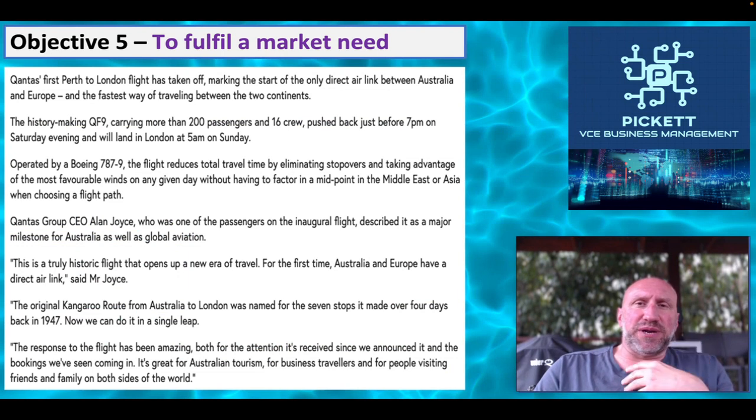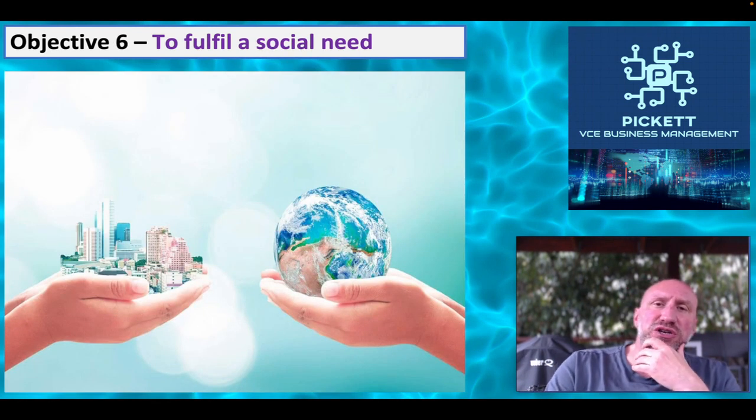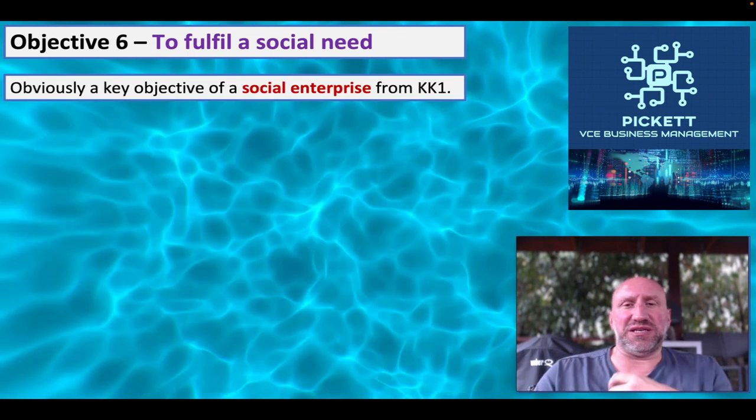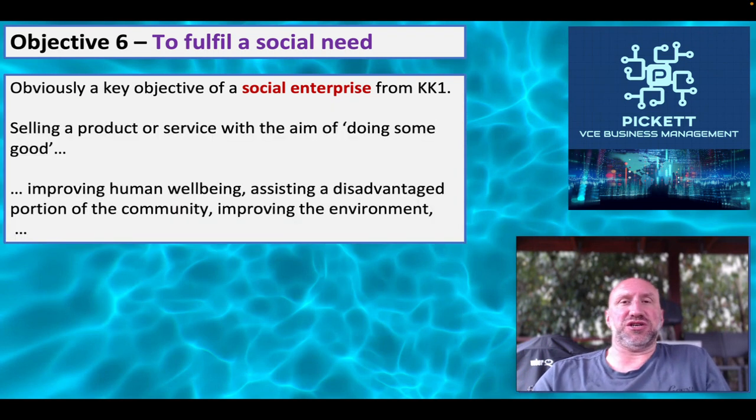So that's just a bit more background on the Qantas story, if you wanted to have a little look at that. The sixth objective: fulfilling a social need. So this is obviously a key objective of a social enterprise that we looked at in Key Knowledge 1. Remember, there were those 6 different business types. So if you're a social enterprise, then your key objective, presumably, is going to be to fulfill that social need, whatever the social need behind your business is.